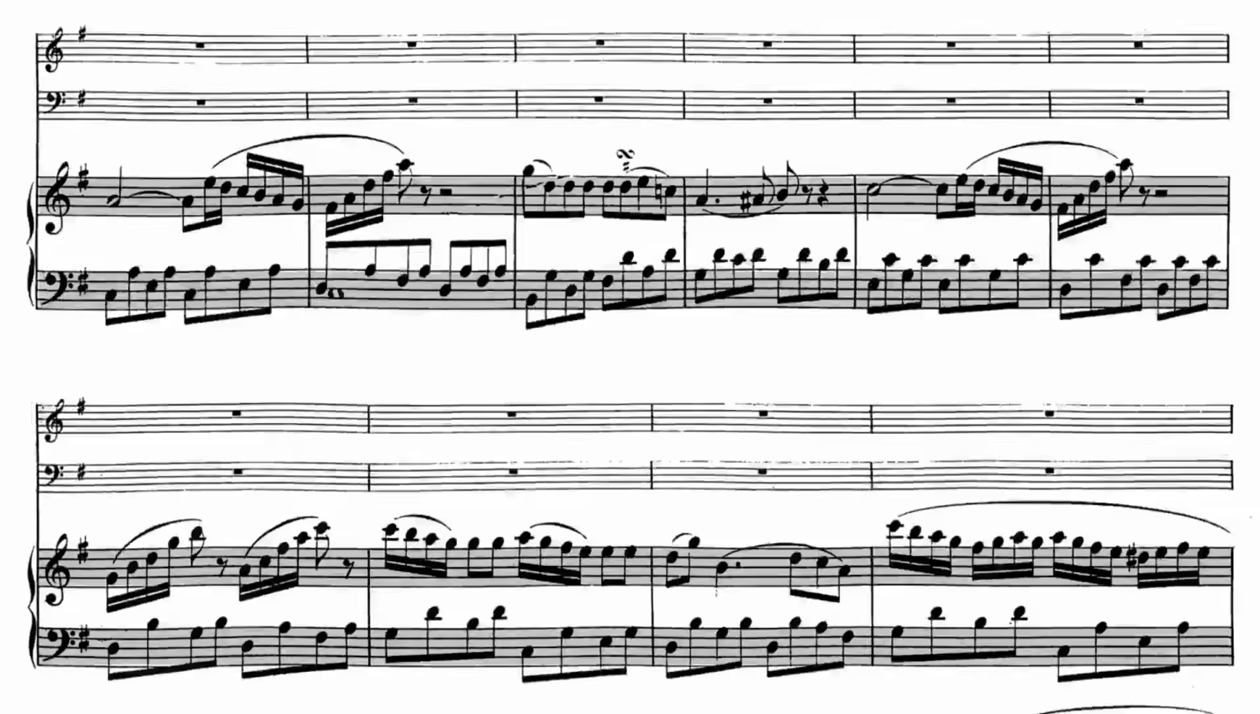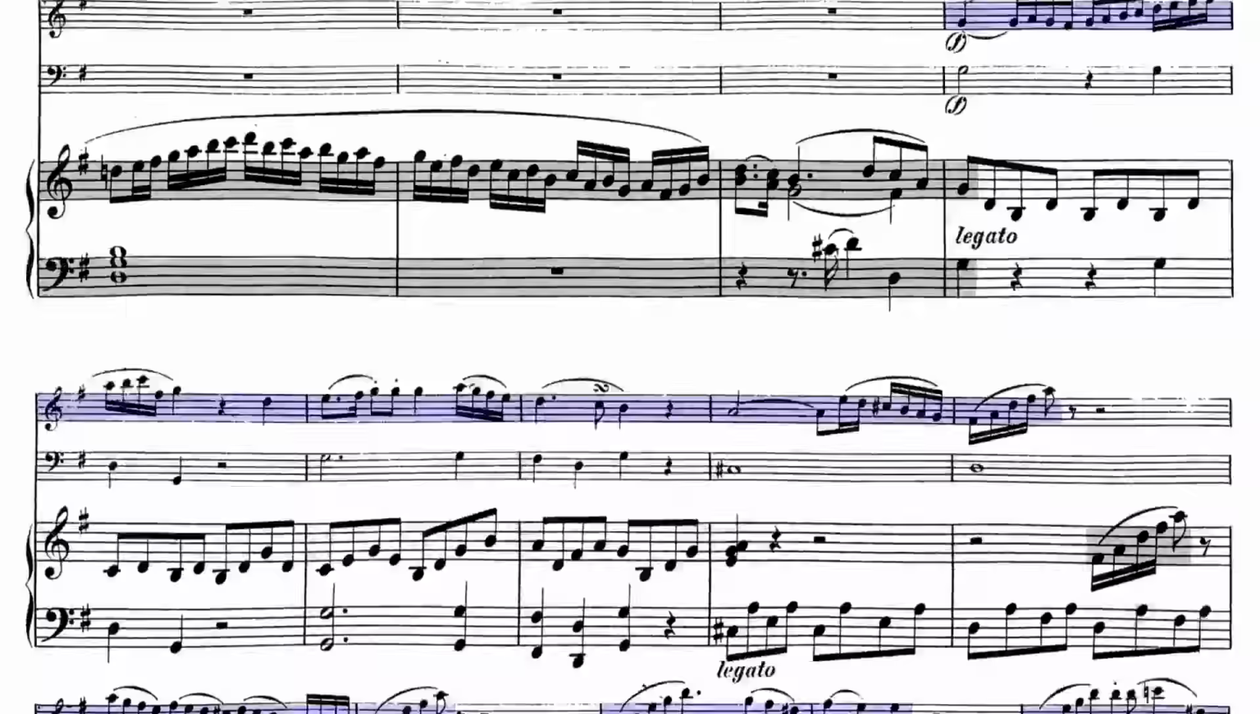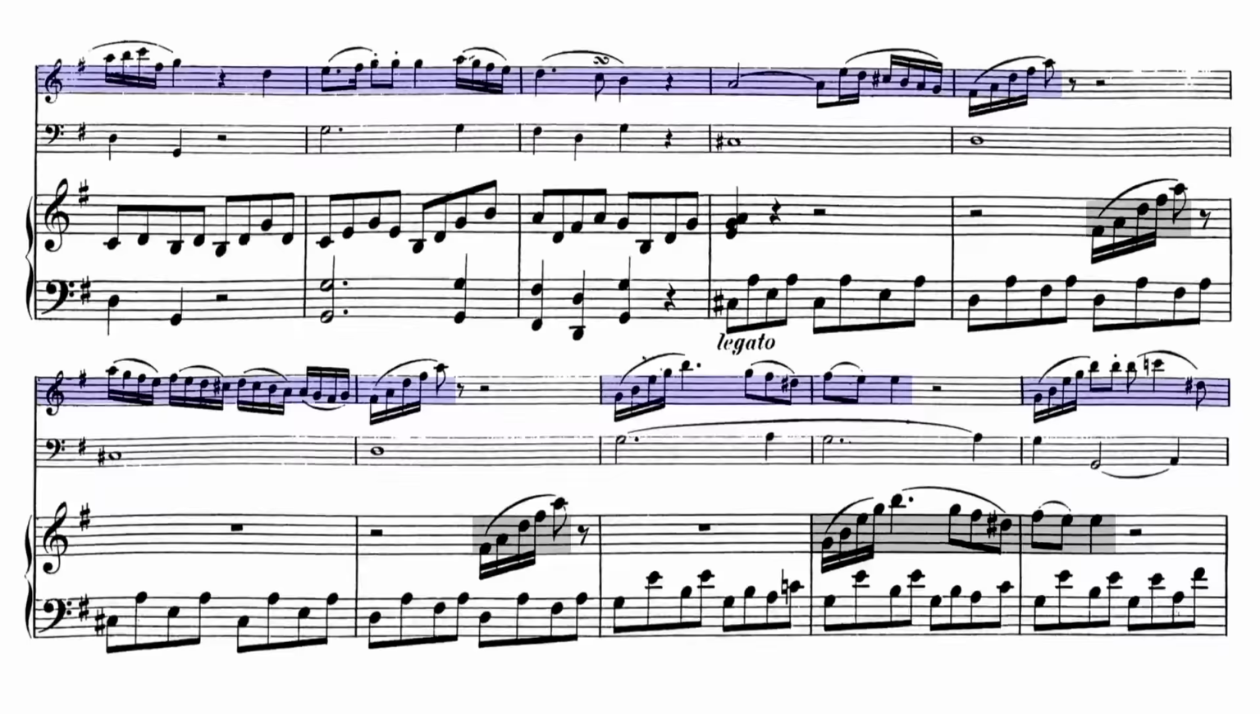Then the violinist enters with a reiteration of the thematic material, with Mozart dropping down to a supporting role with the cellist. Stylistically, the language is very close to Haydn, but the difference in approach sets it apart immediately and paves the way for further improvements, as we'll see later in the lesson.